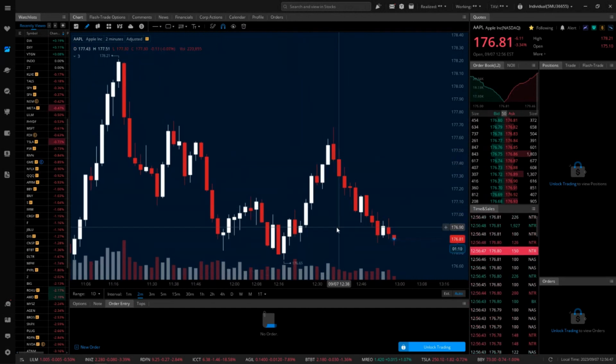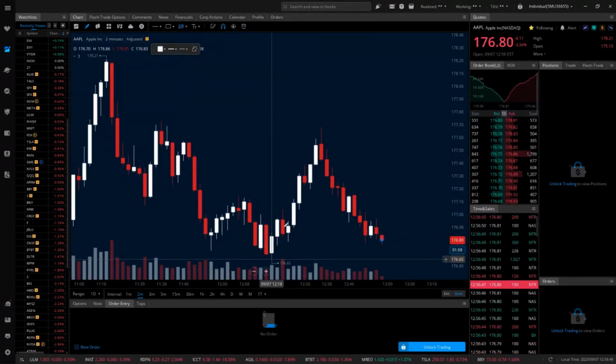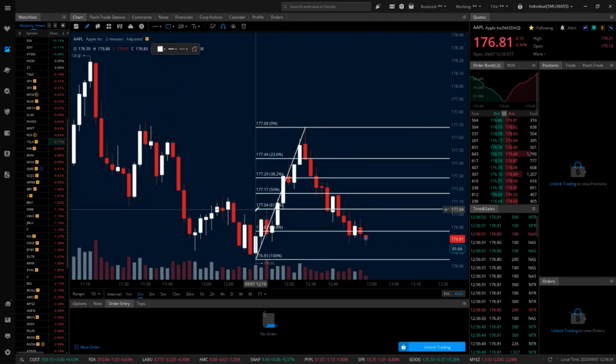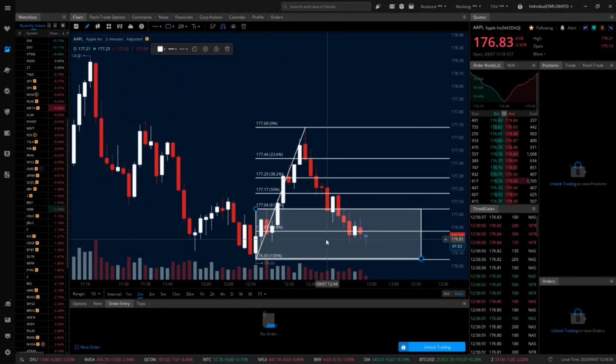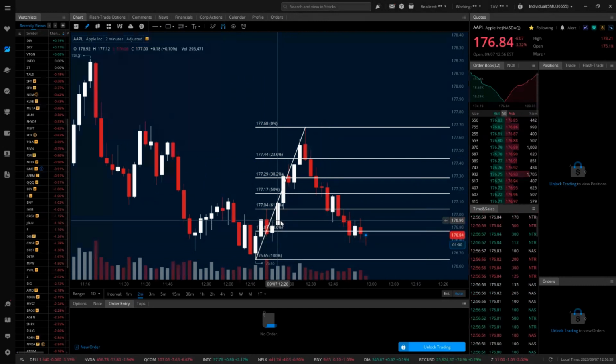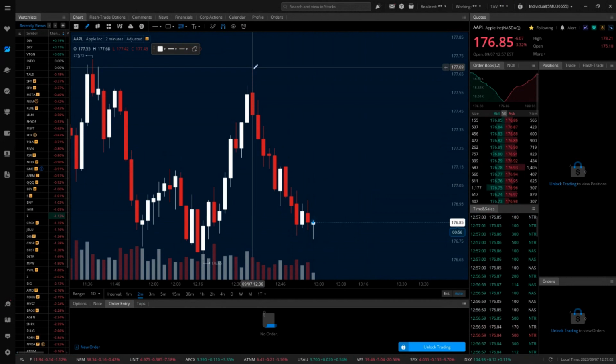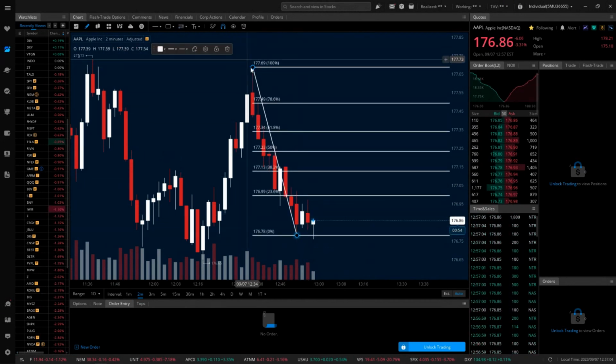Then we got this nice bullish guy right here. Let's go ahead and measure that. And you can see at this point we're below the 61.8, which means we're bearish. So there's no bullish entry to be had based on the fib retracement strategy anyway. Now we have a bearish impulse. So let's go ahead and measure that.